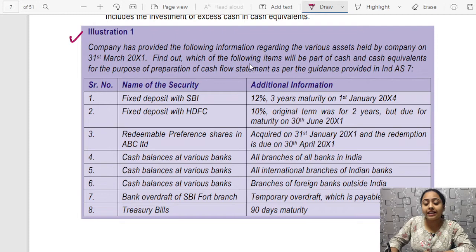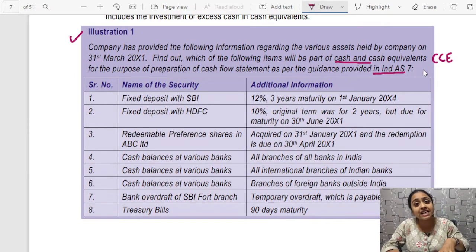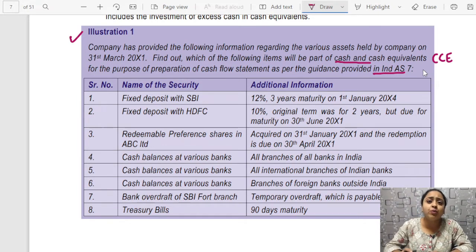The company has provided the following information regarding the various assets held by a company on 31st March 2001. Find out which of the following items will be part of cash and cash equivalent for the purpose of preparation of cash flow statement as per the guidance provided in Ind AS 7. You have to check which items are part of CCE and which are not. Cash and cash equivalent is a broader term. It includes cash as well as demand deposits and short-term deposits which have a maturity period of up to 90 days, but never includes FD, that is fixed deposits.